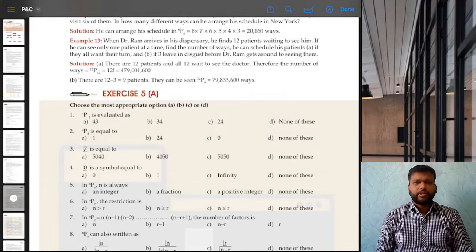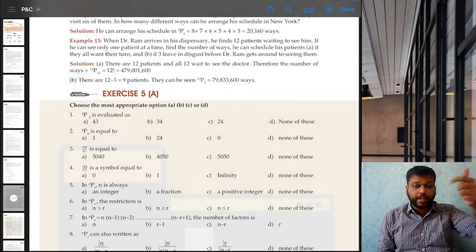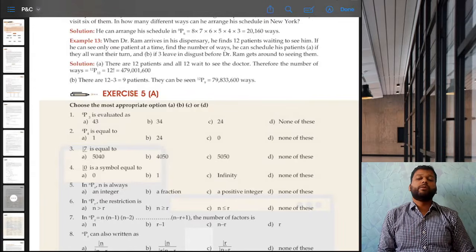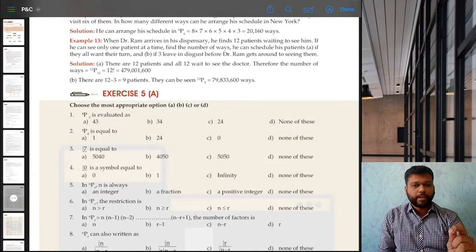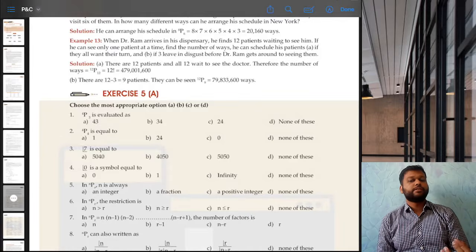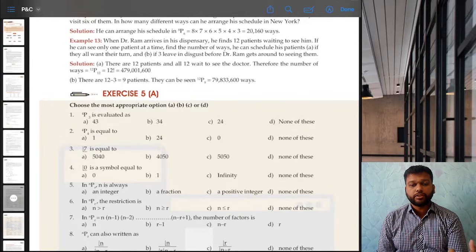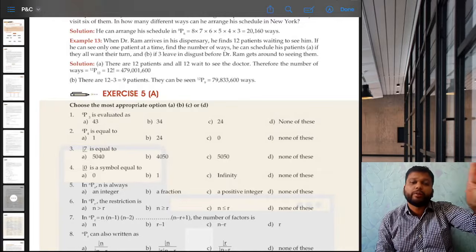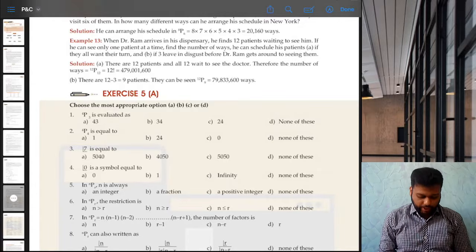If you want to learn the concepts, ideally you should have solved this exercise first and then only come to the video, so that you'll be able to prepare better. Because if you are just watching videos to understand the answers, then that is not correct. You should try them first and then understand tricks to solve those answers. Okay, that should be the correct way.